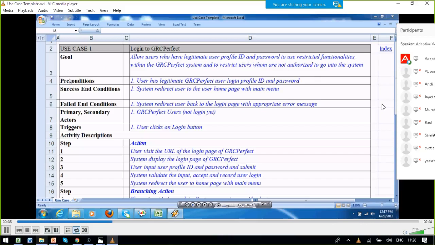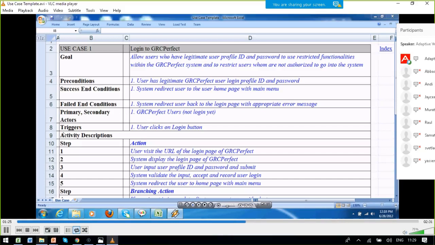Use case has a precondition, which indicates conditions to be satisfied prior to the use case. For example, the user needs to have a legitimate login profile and password for using this use case. Success end condition indicates the end state if the use case is successful. Here success end condition is to get access to the home page. Failed end condition indicates the state if the use case fails, say to redirect the person to the forgot password page or lock the account. Primary actor indicates an actor who initiates the use case. Secondary actor participates in the use case once the primary actor initiates it. For example, the password may be reset by the administrator if the password is locked.